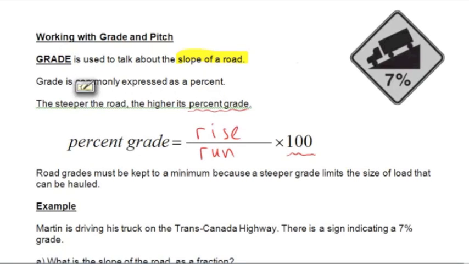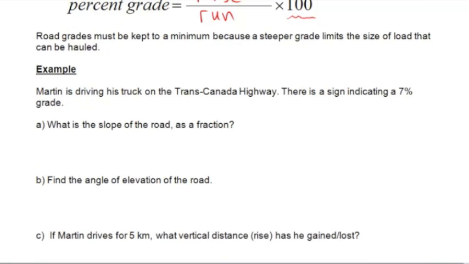Okay, so just a couple of points here. Road grades must be kept to a minimum because a steeper grade limits the size of load that can be hauled. So our first example is looking at Martin. He's driving his truck on the Trans-Canada Highway. There is a sign indicating that there is a 7% grade.